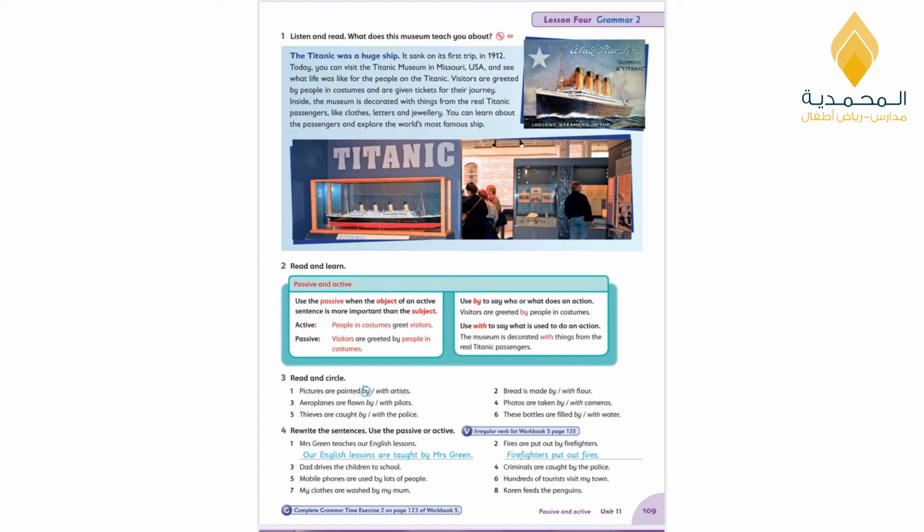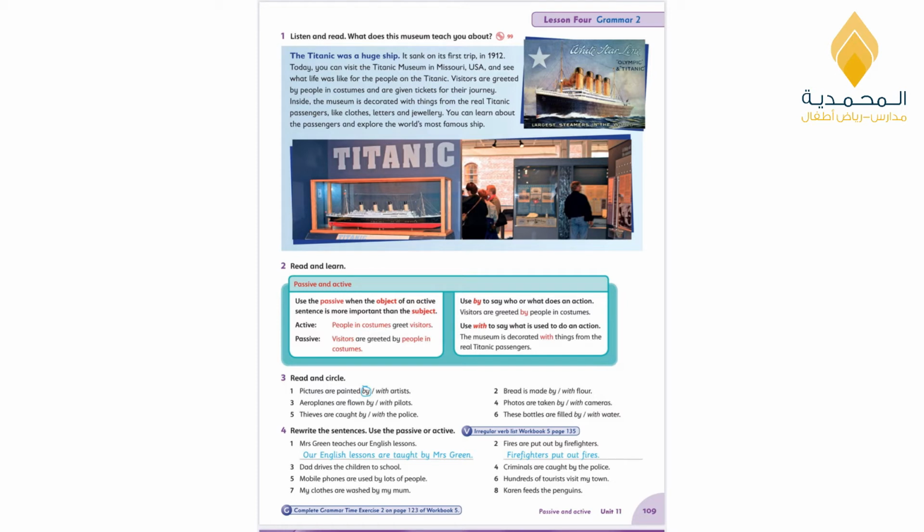Now, we have to welcome these new terms, by and with. We can use by to say who or what does an action. Like, visitors are greeted by whom? Excellent, by people. Now we can use with to say what is used to do an action, like the things that we use to do the action, like the museum is decorated with things from the real Titanic passengers, with things. So this is the difference between by and with.